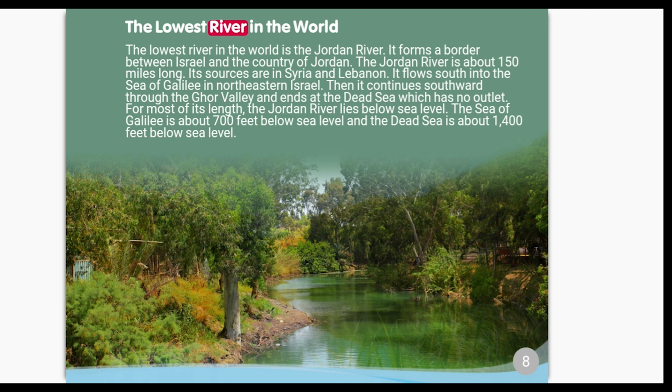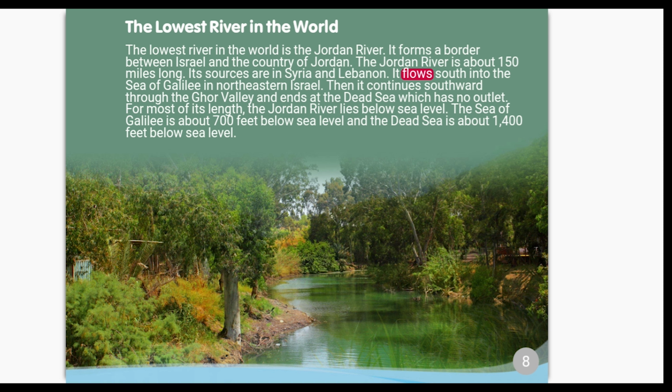The lowest river in the world. The lowest river in the world is the Jordan River. It forms a border between Israel and the country of Jordan. The Jordan River is about 150 miles long. Its sources are in Syria and Lebanon.